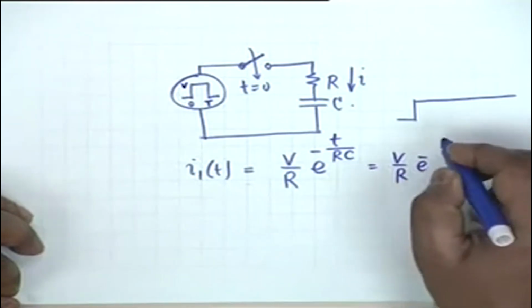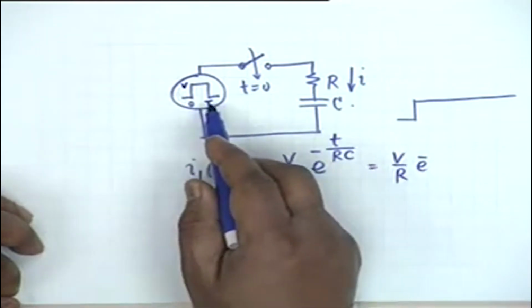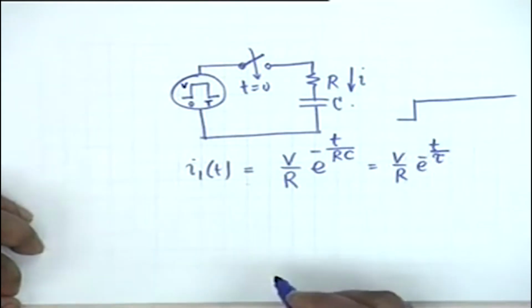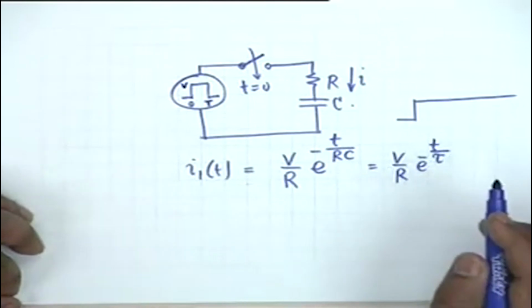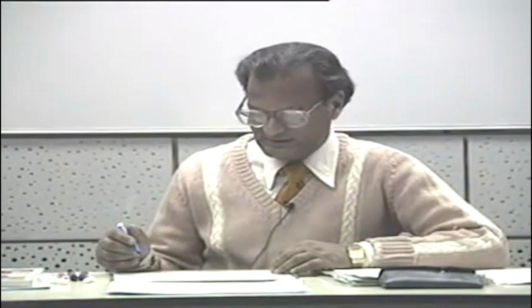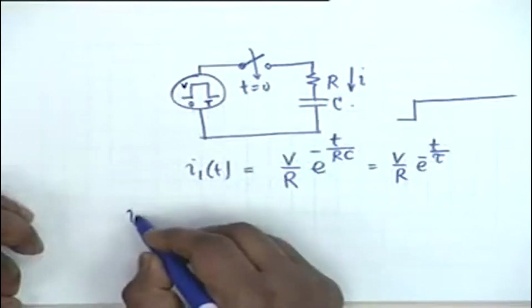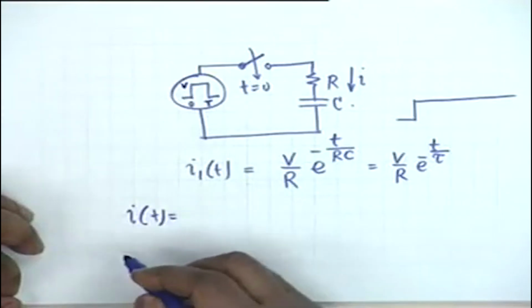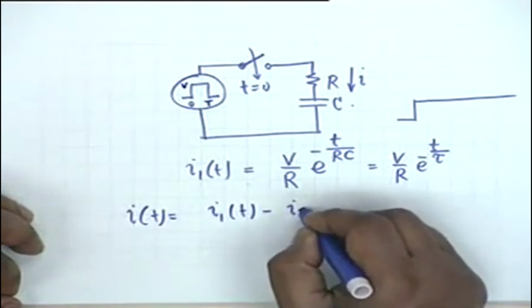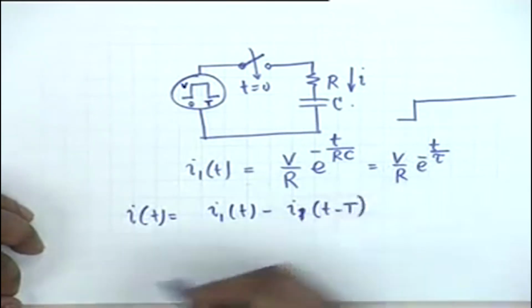Let us call this time constant, because I have used capital T here, let us call it tau, so e to the minus t by tau. And this response obviously is valid for the time interval between 0 and capital T, because at capital T something else comes into the picture. So the total response therefore shall be i1(t) minus i1(t minus capital T).